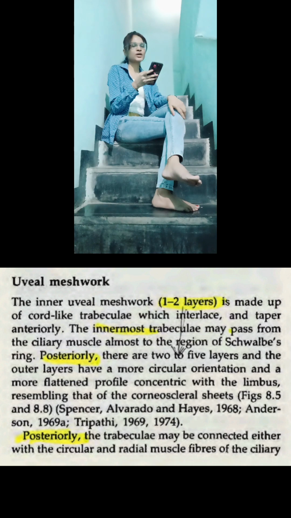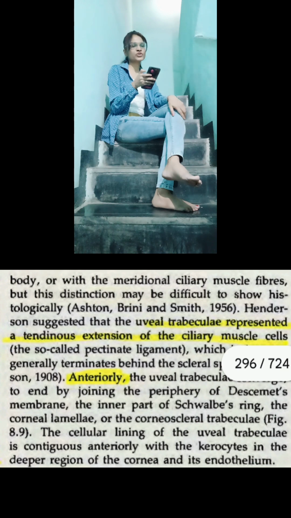Posteriorly, the trabeculae may be connected either with the circular and radial muscle fibers of the ciliary body or with the meridional ciliary muscle fibers, but this distinction may be difficult to show histologically. Henderson suggested that the uveal trabeculae represented a tendinous extension of the ciliary muscle cells, the so-called pectinate ligament, which in humans generally terminates behind the scleral spur.